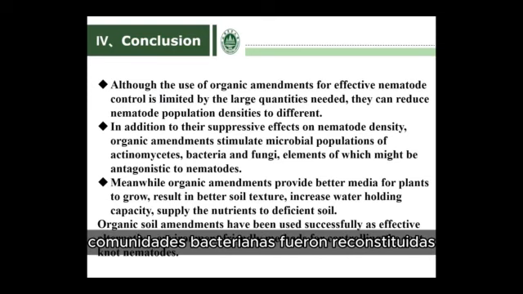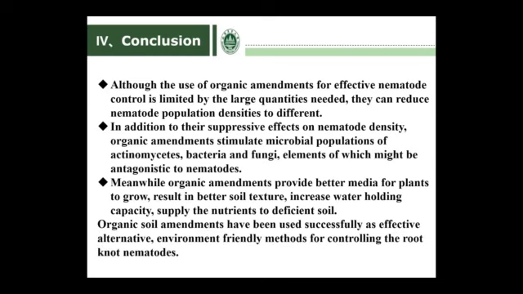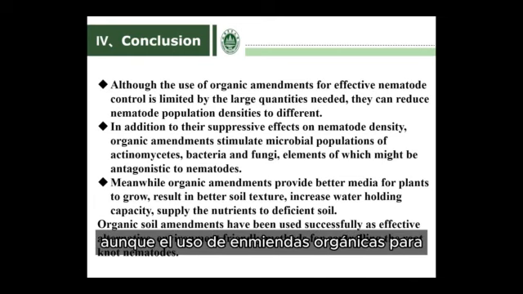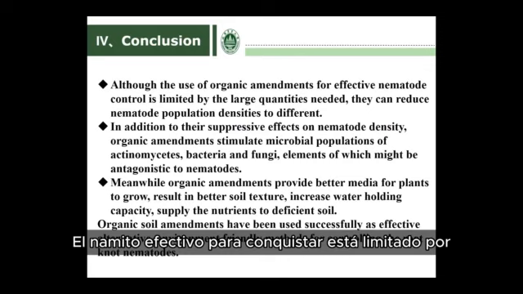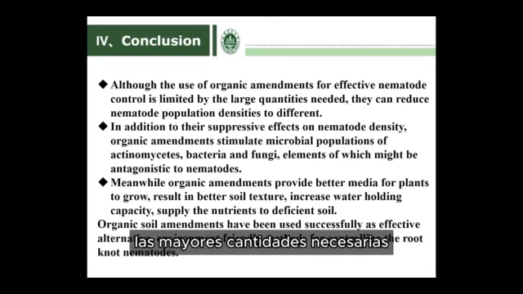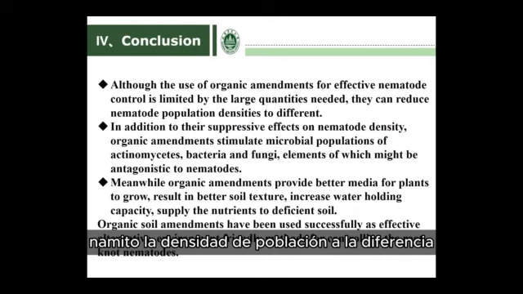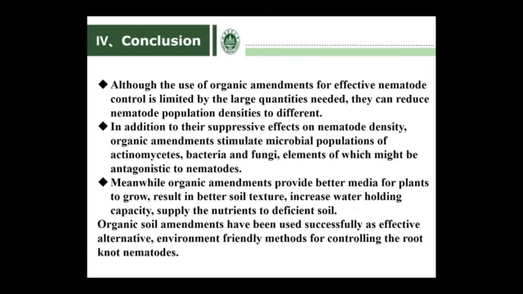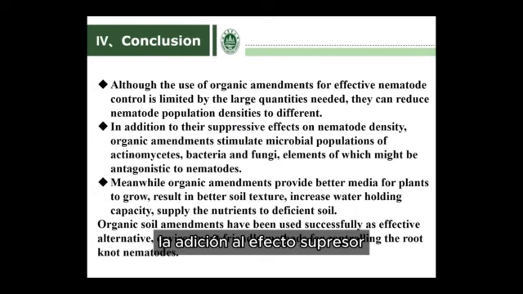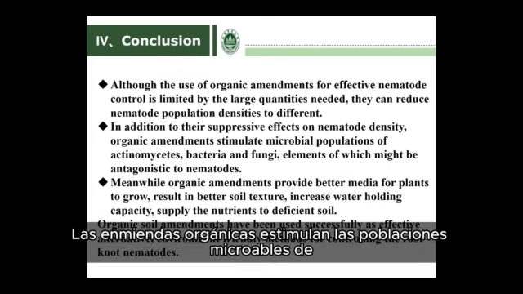In conclusion, although the use of organic amendments for effective nematode control is limited by the larger quantities needed, they can reduce nematode population density to different degrees. In addition to their suppressive effect on nematode density, organic amendments stimulate microbial populations of actinomycetes, bacteria, and fungi, elements of which might be antagonistic to nematodes.